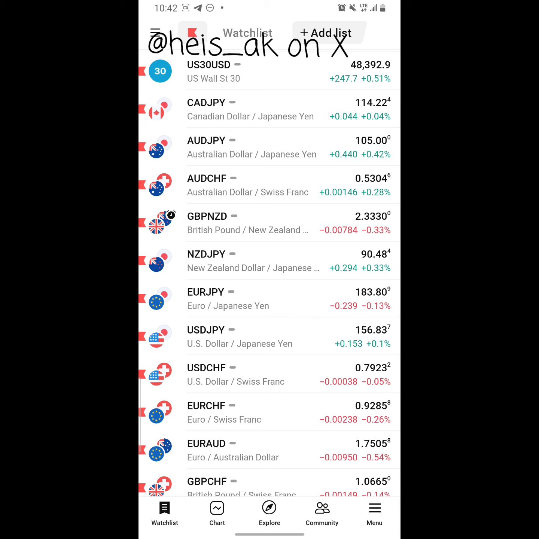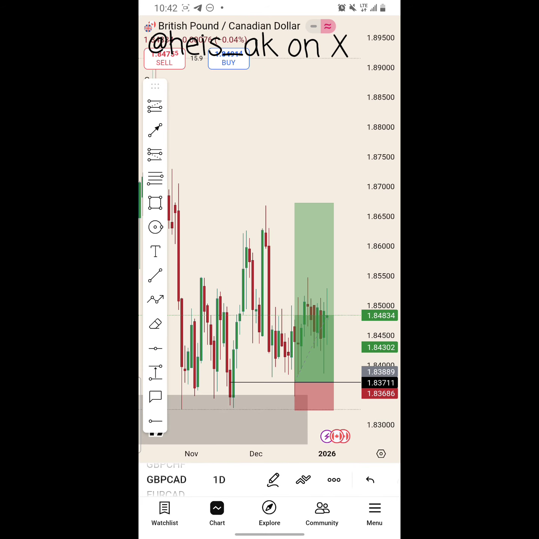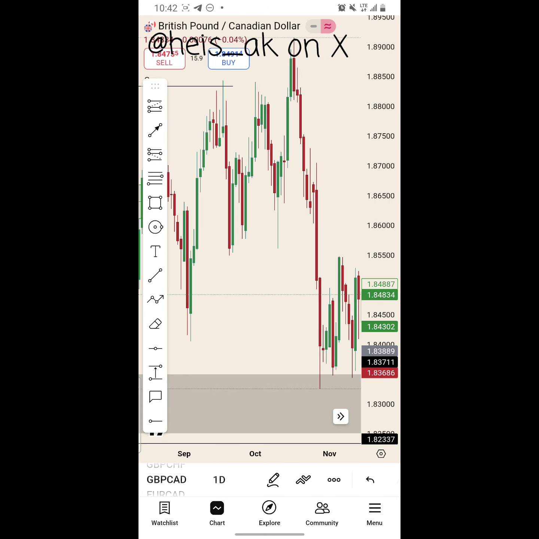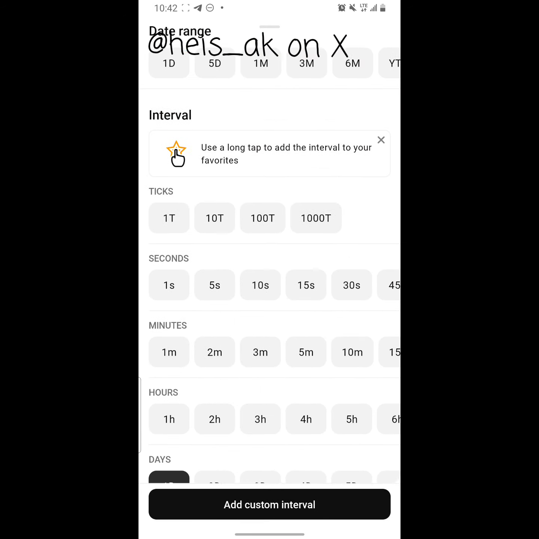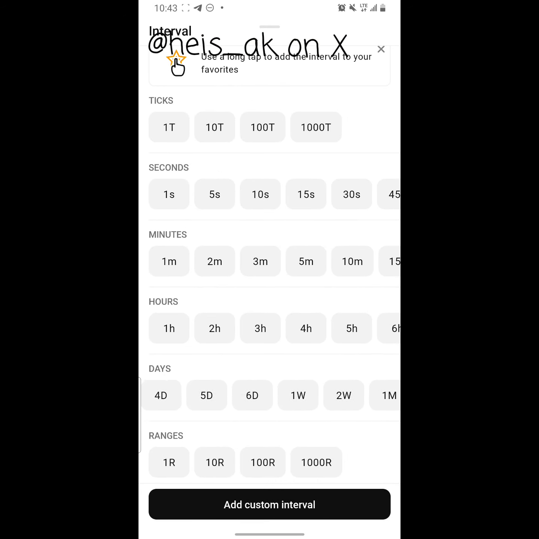I'll go with one example, that's GBPCAD. Let's dive straight into it. GBPCAD, let's go to the weekly time frame, the 1 week time frame.